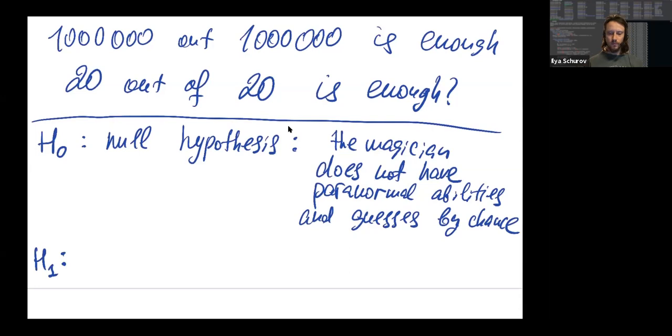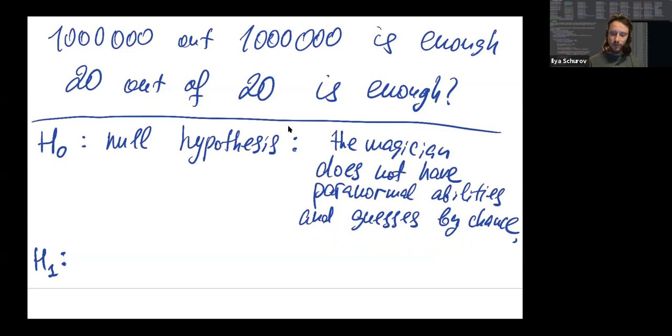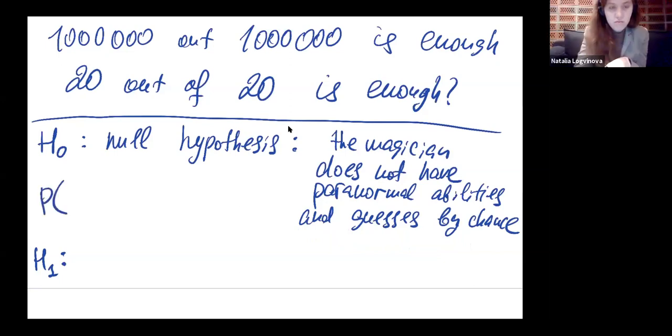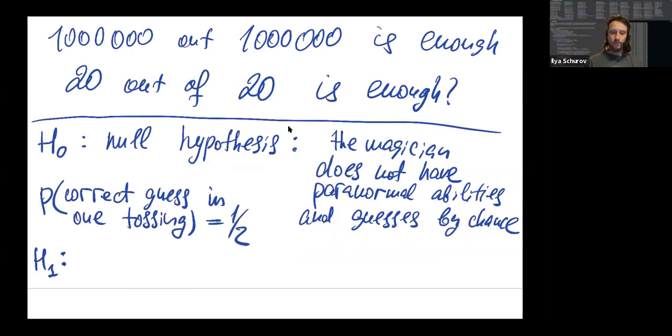How would you state an alternative? Let me first restate the null hypothesis in terms of probability. What is the probability to guess correctly the result of one tossing? 0.5. So the probability of a correct guess in one tossing is 1/2. This is our null hypothesis. We believe that these correct guesses are just by chance. They are just a coincidence, and so their probabilities are just 1/2.